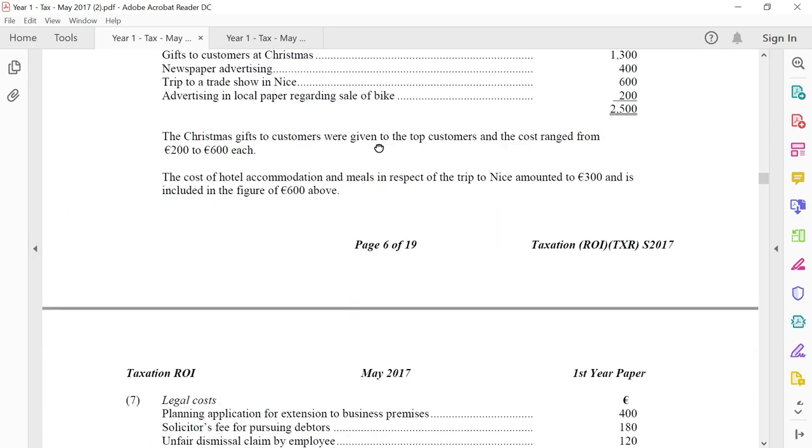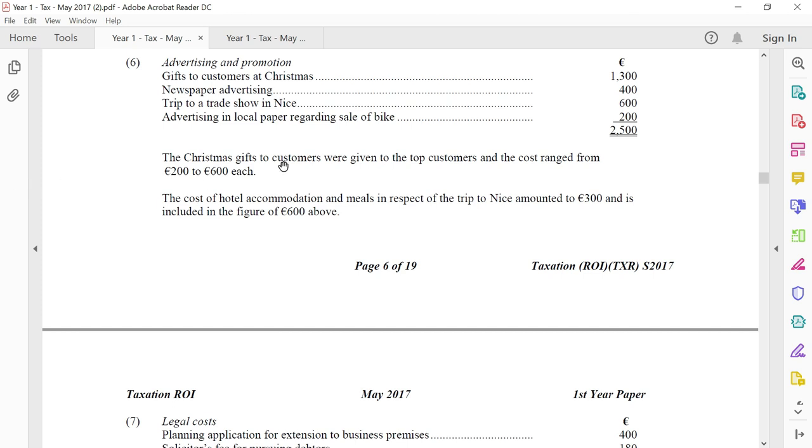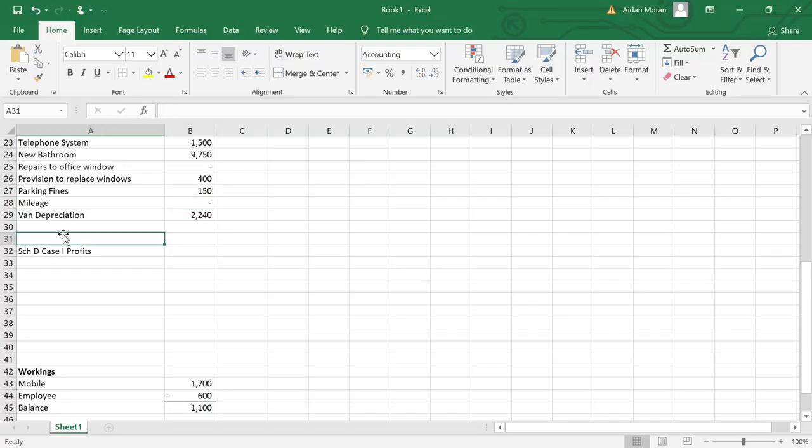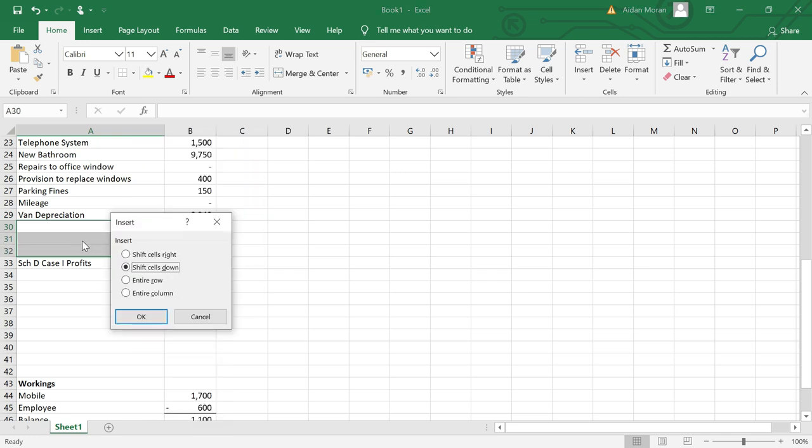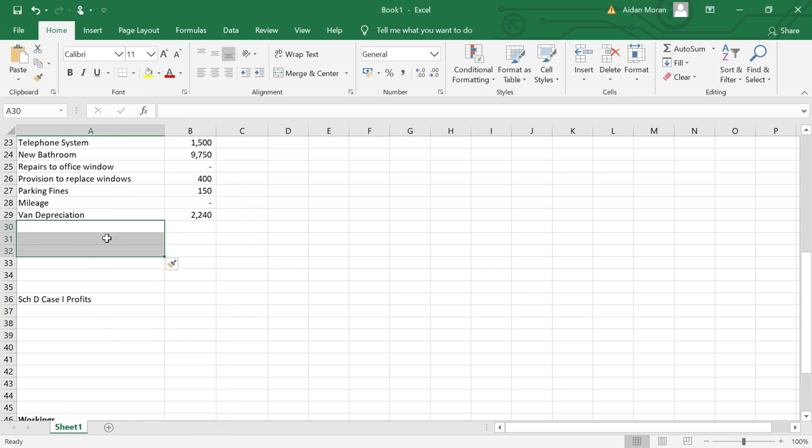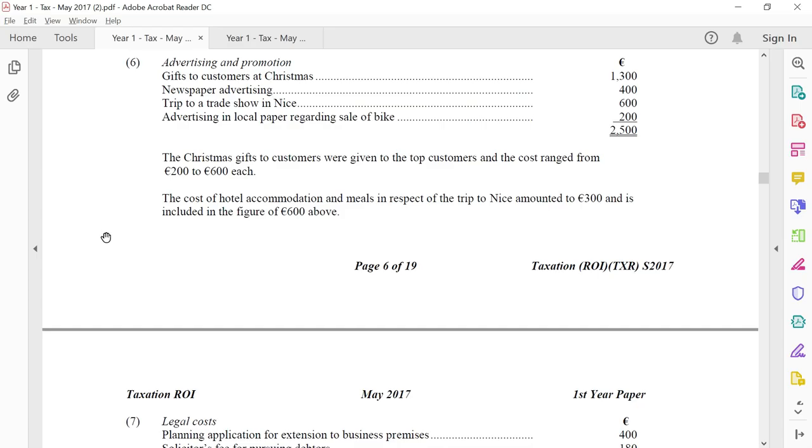I've got advertising. My gifts to customers at Christmas. You cannot get a deduction for providing gifts to your customers at any time of the year. Unfortunately, not even at Christmas time. So gifts to customers are going to be added back. So customer gifts, and they're going to be 1,300.